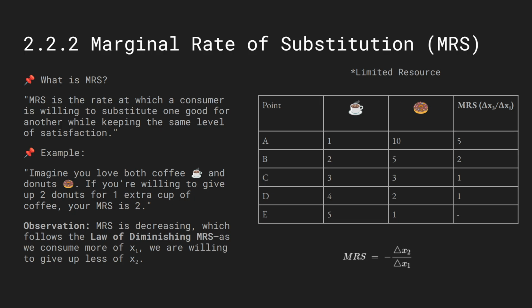MRS is equal to del x2 divided by del x1 times -1. So what does this mean? This means that the amount of x2 you are willing to give up for getting more x1, or vice versa.